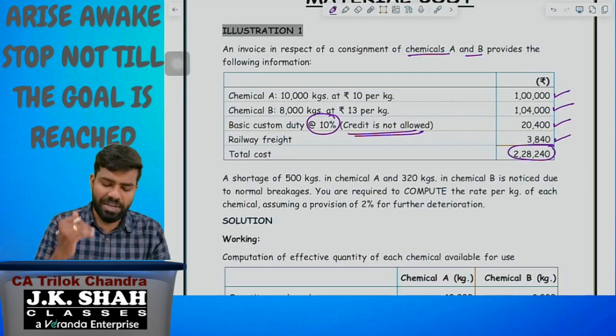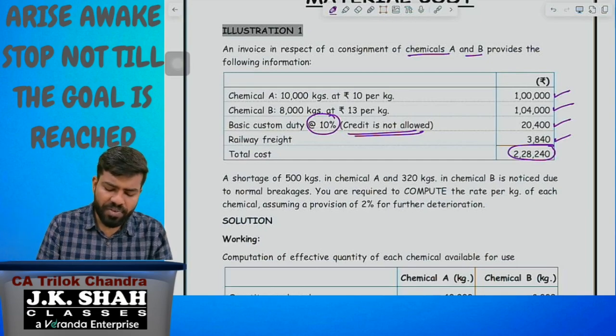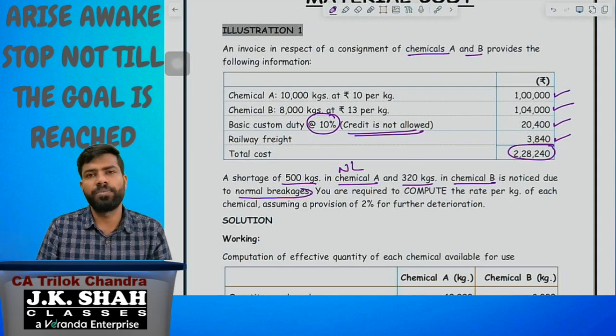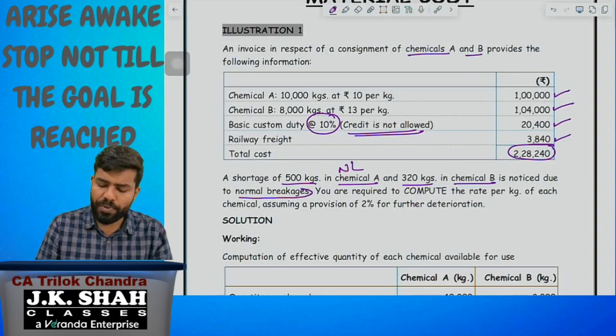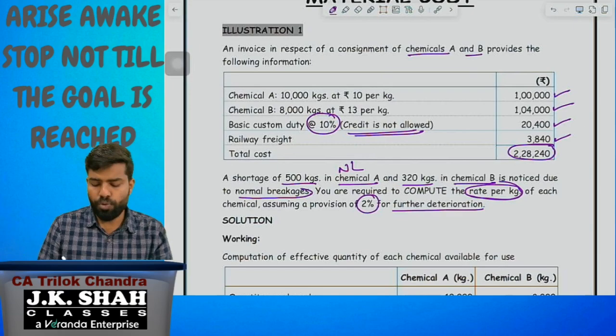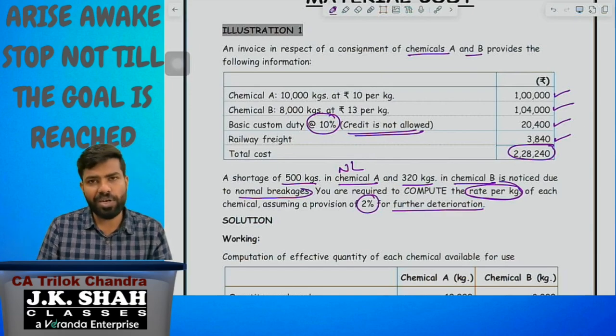Now they have given certain information here. A shortage of 500 kgs in chemical A, 320 kgs in chemical B. This shortage is noticed due to normal breakages. So this is the normal loss. You are required to compute rate per kg. They ask to calculate cost per unit or rate per kg of each chemical, assuming a provision of 2% for further deterioration. 2% has been decided for the further deterioration.